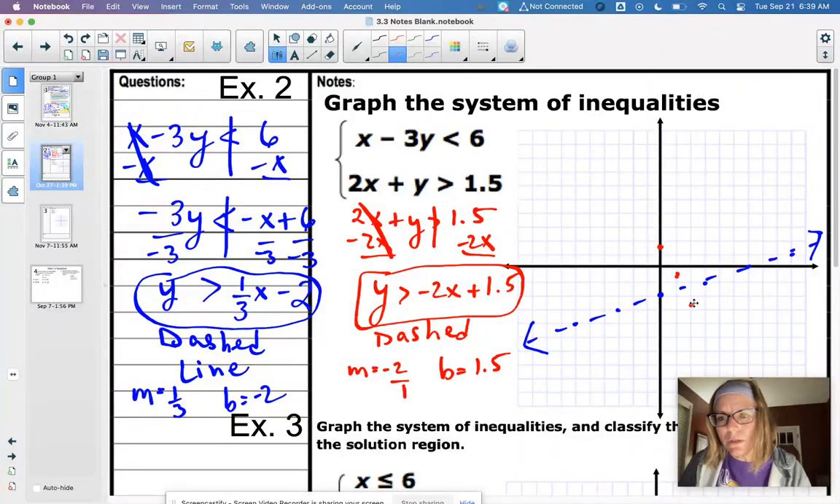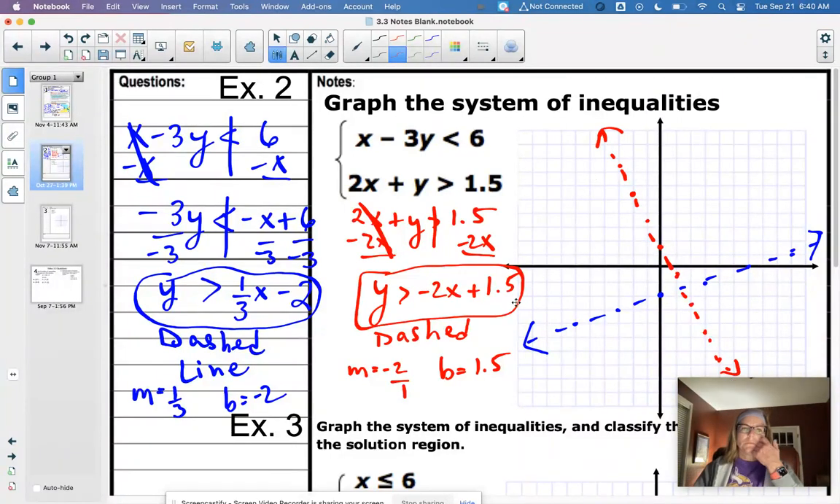Down 2 to the right 1. And up 2 to the left 1. And it's also a dashed line. There we go.